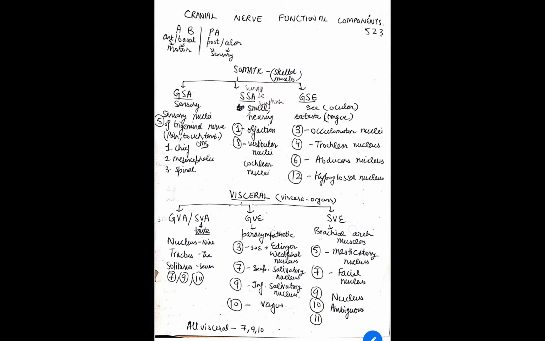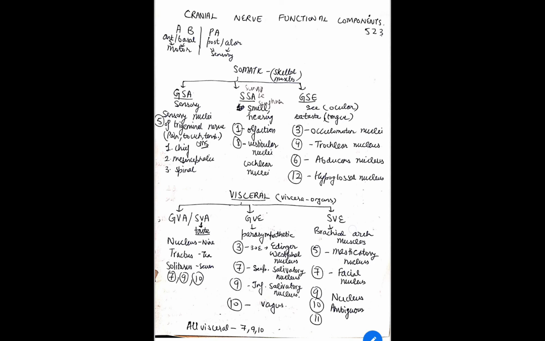Hello everyone. In this video, we will be studying cranial nerve functional components. First we need to know about anterior. Anterior is related to the basal plate, so anterior plate is also called basal. Then posterior is also called the alar plate. The anterior one is related to motor activity, while the posterior one is related to sensory activity.